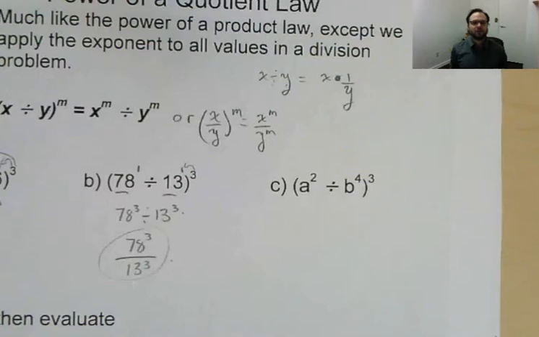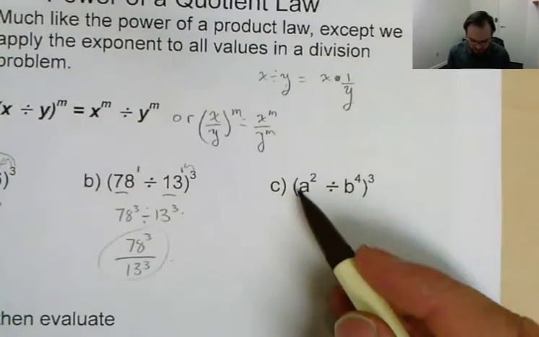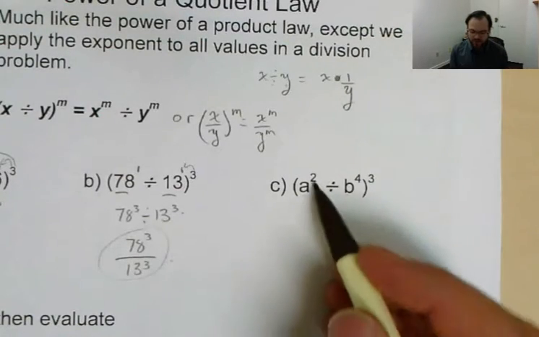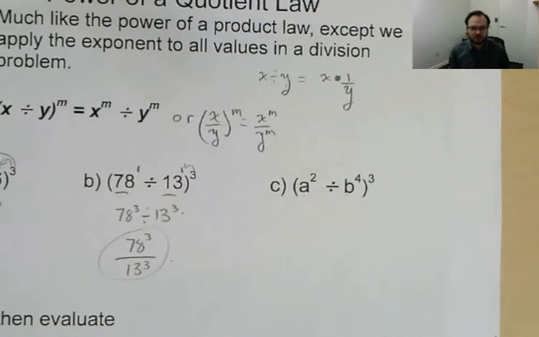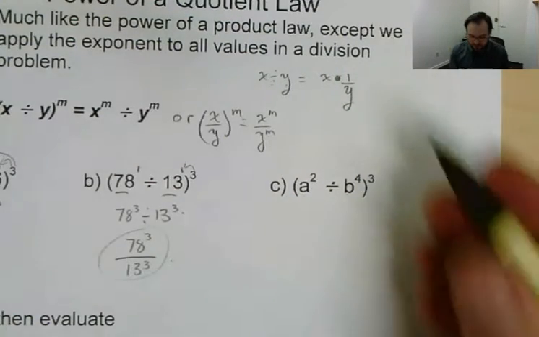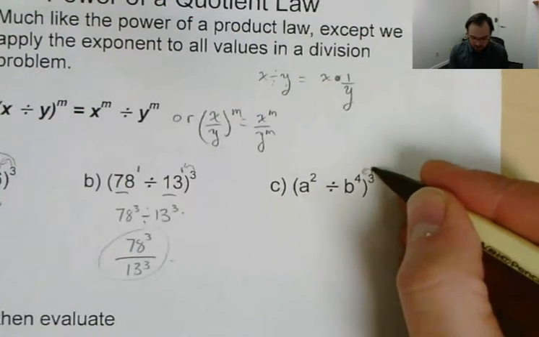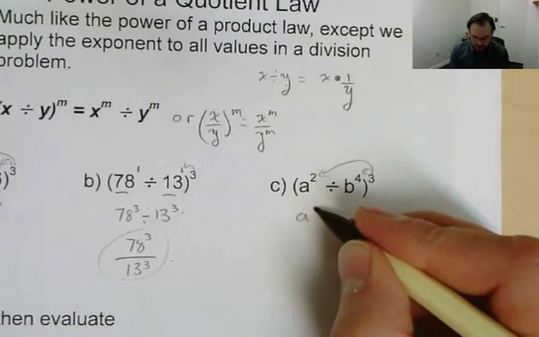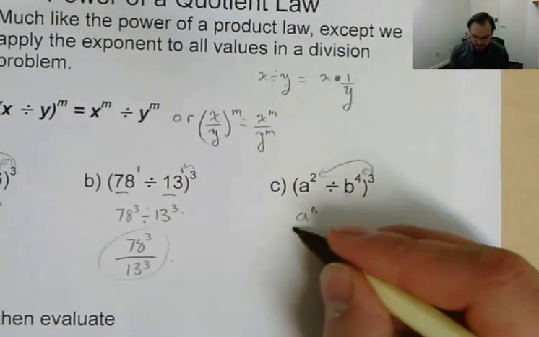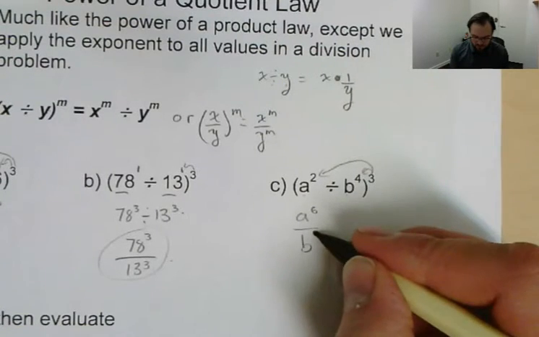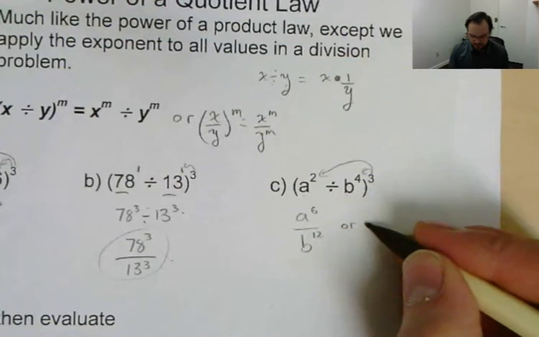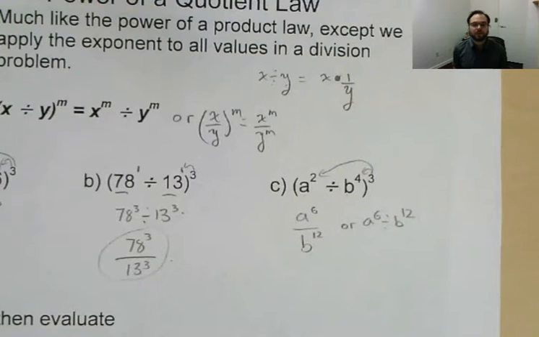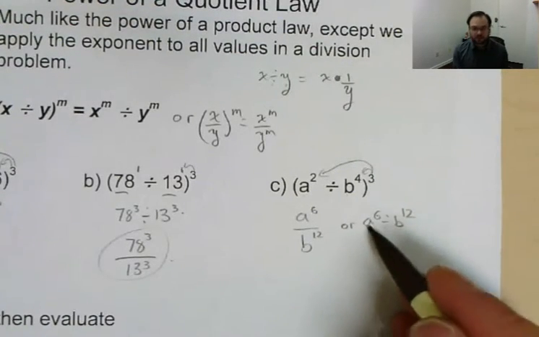Now here's my next one, a little bit trickier. We have a squared divided by b to the power of 4. Once again, different bases, so I can't use my division law and just subtract my exponents because we have different bases. So I must use the distributive property, multiply this 3 into both. So I'm going to end up getting a to the power of 6, 2 times 3, divided by b to the power of 3 times 4 is 12. Or a to the power of 6 divided by b to the power of 12. And that's it. And we cannot subtract these because they are different bases.